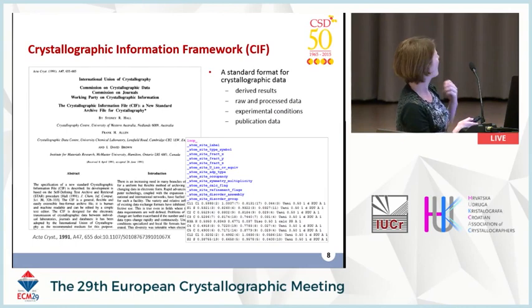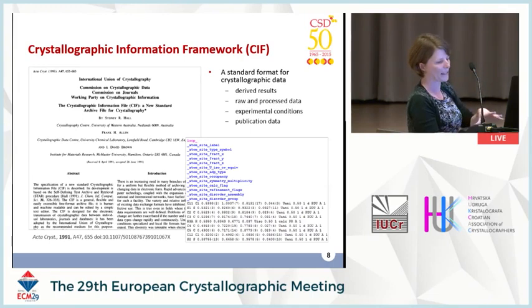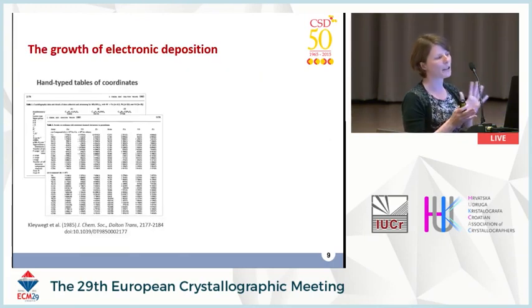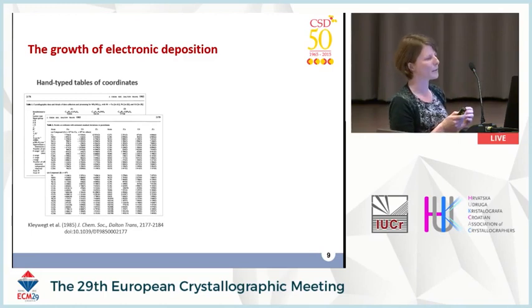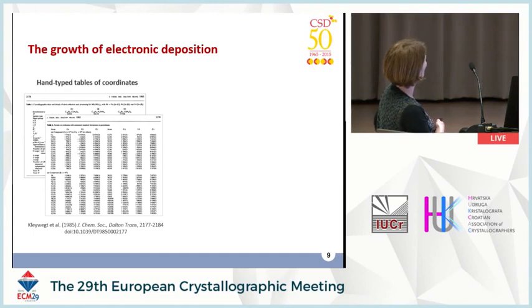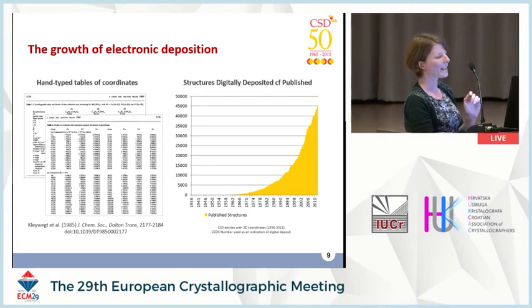So, as you all know, back in the 1990s, the Crystallographic Information Framework was launched under the guidance of the IUCr, and this was widely and extensively adopted by both the crystallographic community and the publishing community. And this allows people to store derived results, raw and processed data, experimental conditions, and publication data. And we can see that it's really revolutionized how small molecule crystal structures were published. So pre-CIF, when a crystal structure was published, the publication would include hand-typed tables of coordinates, and we used to have to use those hand-typed coordinates to create an entry in the CSD. Thankfully, now things are different.